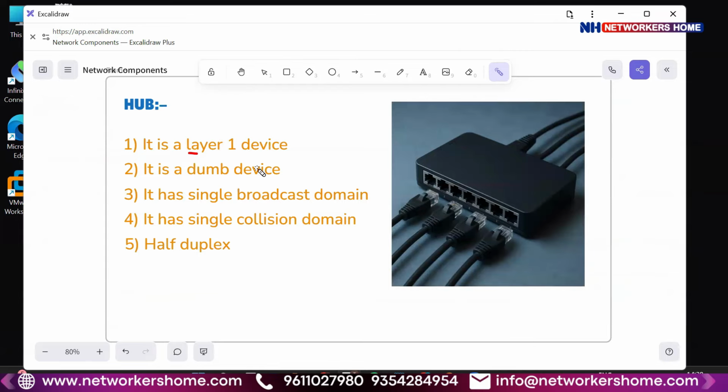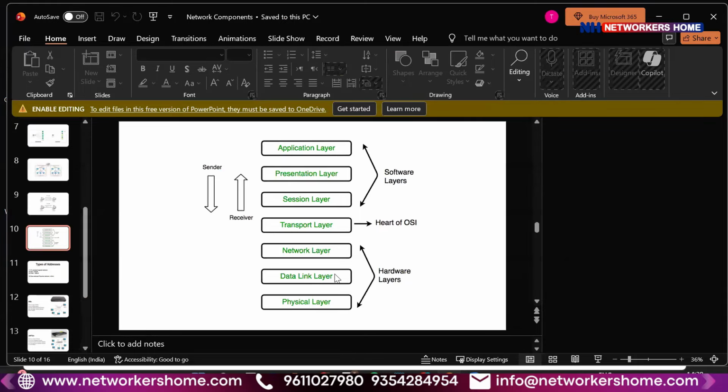It is a layer one device. How many layers are there in total? Any idea? 7 layers. In your OSI model, we have 7 layers: layer 1, 2, 3, 4, 5, 6, 7. They are physical, data link, network, transport, session, presentation, and application layer.